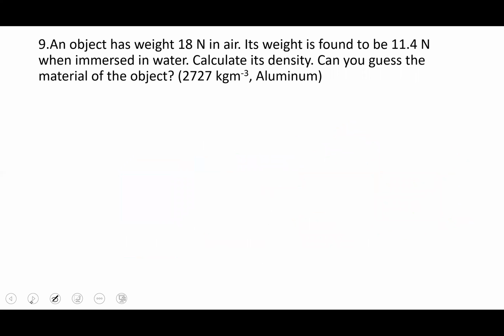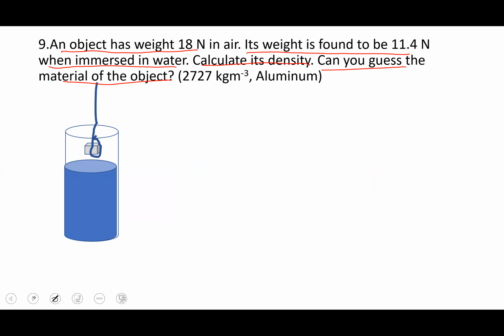An object has a weight of 18 newtons in air. Its weight is found to be 11.4 newton when immersed in water. Calculate its density, and can you guess the material of the object? Now, here's the situation. Here's a silvery color object and we are putting it into water. So as we can see, the water level rises and the weight basically decreases.